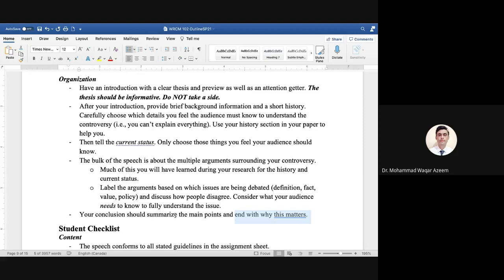Now, quote or not, if you gather some information from a particular source, you should provide the citation while speaking. So when you are speaking, you should say according to this author, or according to this particular book, or as that author wrote in that particular book, and then the title of the book. That is how you should provide citation in the speech while you're speaking.